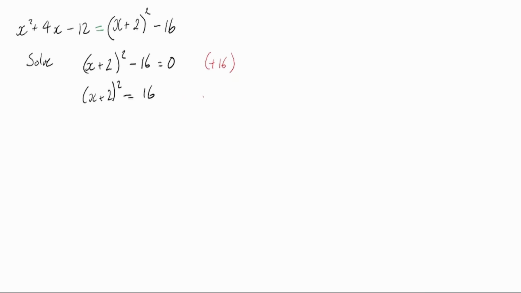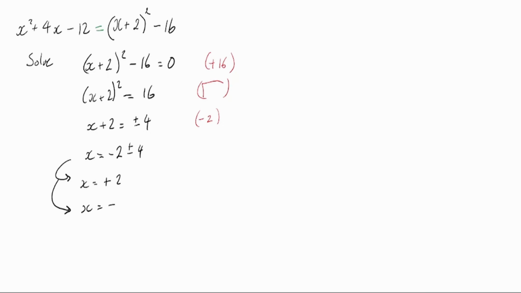And now what I'm going to do is square root both sides, and if I do that I get x plus 2 equals the square root of 16, which is plus or minus 4. Remember, it's got two answers. And then all I'm going to do is subtract 2 from both sides. I'm now left with x equals minus 2 plus or minus 4. So in other words, I've got the solution x equals minus 2 plus 4, which is plus 2, or I've got the solution x equals minus 2 minus 4, which is minus 6.